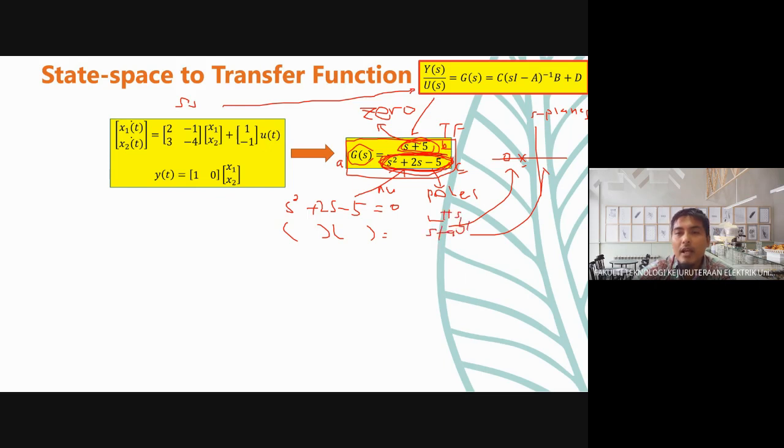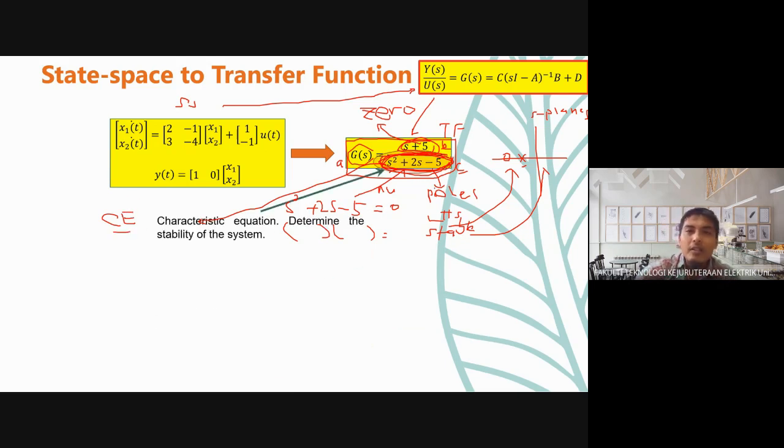If at least one pole is on the right hand side, the system becomes unstable. So this is what we call the characteristic equation. The characteristic equation determines the stability of the system, because the characteristic equation will tell you where the pole location is.